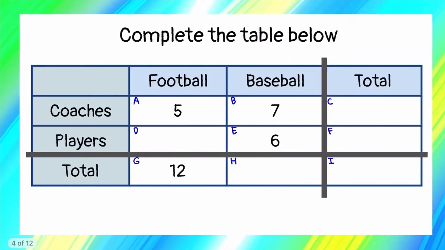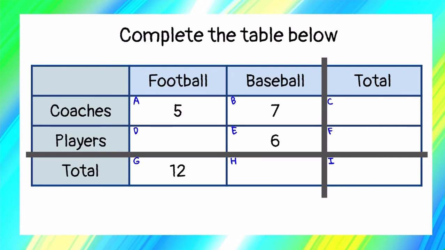Here's a frequency table. We're going to focus on the numbers. I only included the letters so I can identify the boxes a little more easily. So this is just basic math. Let's take a look. We have coaches and players, and we have 2 sports, football and baseball. And then we have the totals.